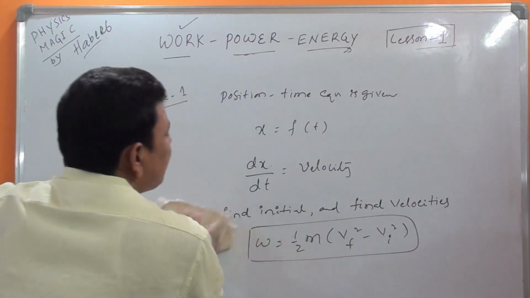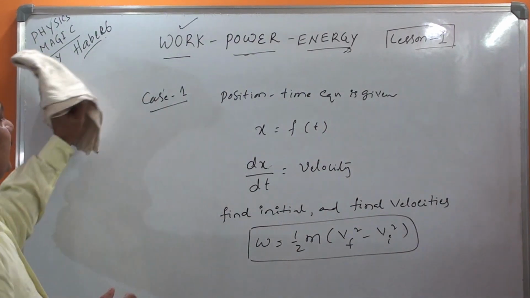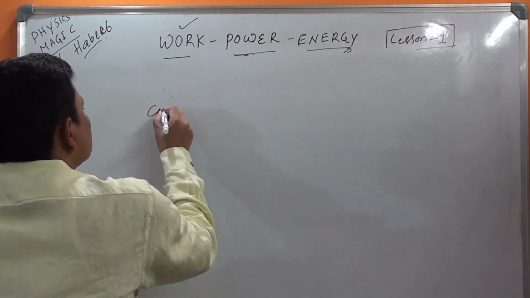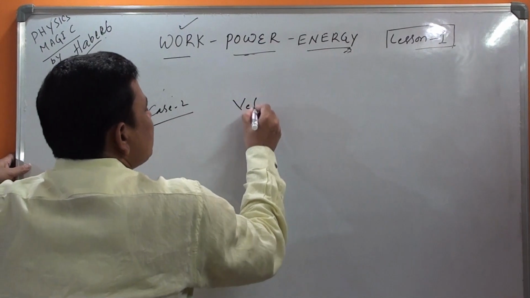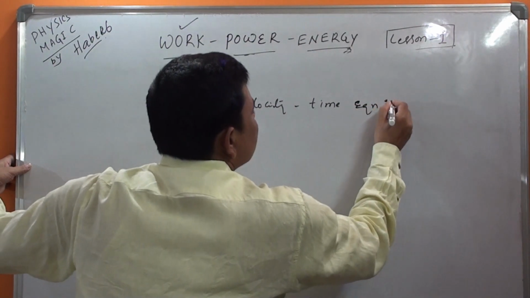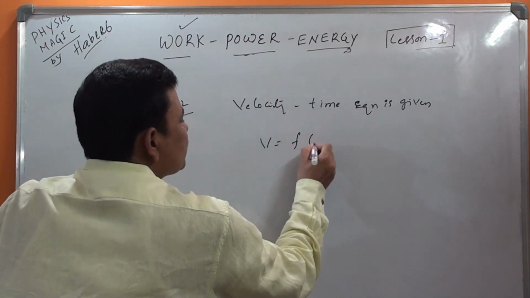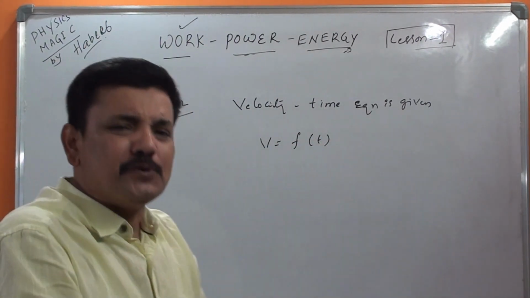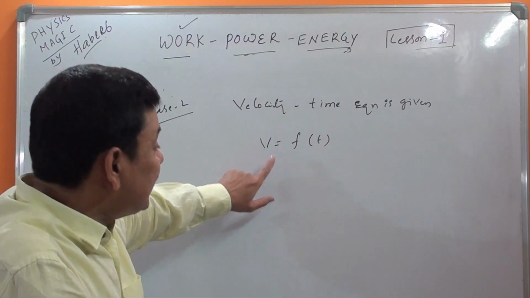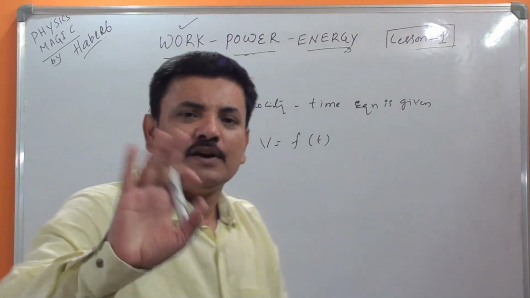Then the second one is, I hope you noted down this, case 2. Velocity-time equation is given. Then velocity is equal to function of time. There is nothing to do. Some students here, what they will do is, once again they will integrate this. They will find out displacement. With the help of displacement, they will find out work. No need of all this.